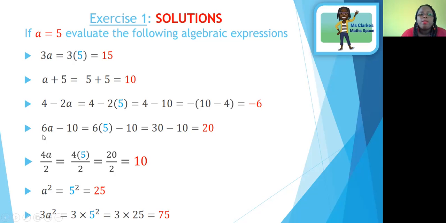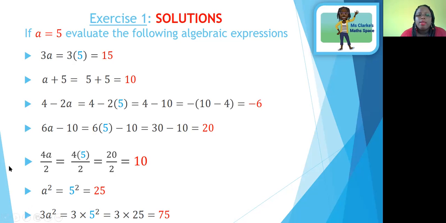Next question. We have 6A take away 10. We're replacing the A with the number 5. So it becomes 6 multiplied by A, which is 6 multiplied by 5. And then you take away 10. 6 by 5 is 30. 30 minus 10 is 20. So our answer is 20. So put your answer, and you can make your corrections if you need to as well, because we need to make sure we're building on a foundation, we're building on a platform, and we need to make sure that we understand so that we could progress properly.